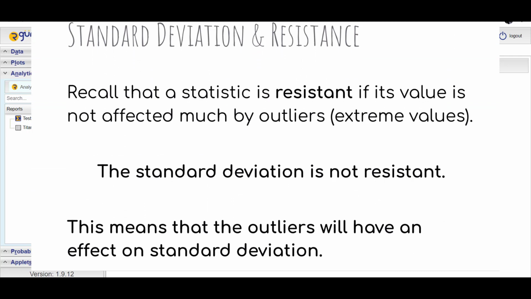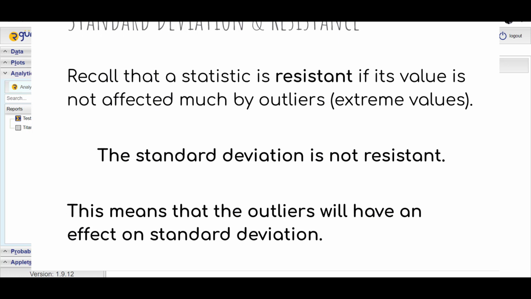So recall in a previous video when we talked about measures of center, we talked about statistics that were resistant to outliers. Median was resistant, but mean wasn't. Speaking of standard deviation, it is not resistant. That means that it will be affected by outliers. So outliers do have an effect on the standard deviation, and that's important to note.